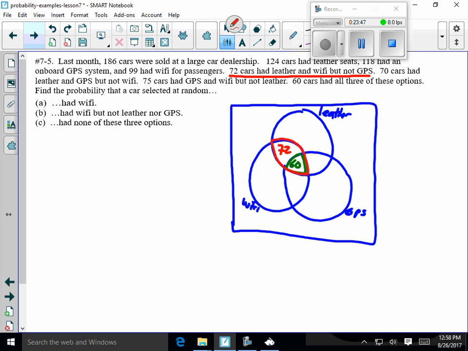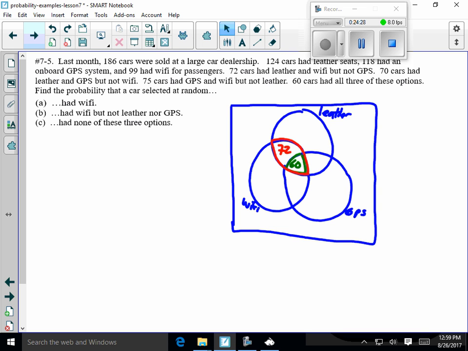Now, it's tricky depending on how this is written. The other way that this could have been written, and the problem doesn't say this, but some problems will, is they'll say there are 132 cars that have leather and Wi-Fi, and they won't say anything about the GPS. In that case, you have to take the 132 cars and subtract off the 60 you already know about, to get that the 72 that are left are in that remaining spot. But the way this problem is worded, they already did that subtraction for us. Okay, so we have 60 and 72.